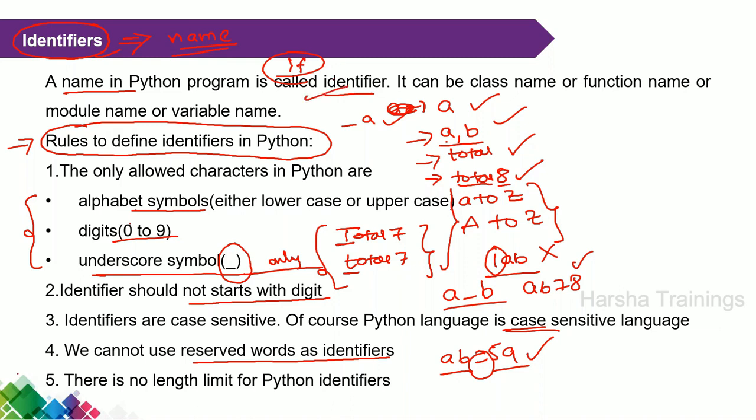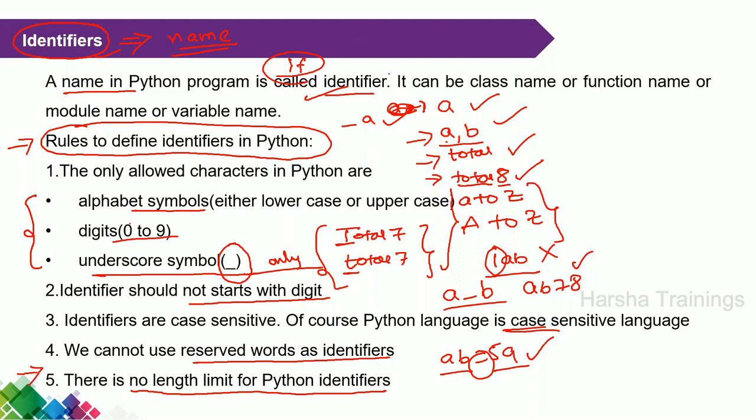Now, one more advantage of Python is that there is no length limit for a Python identifier. What is the meaning of this? Identifier in the sense, for example, consider a variable. We have to give it a name. What is the maximum length of a variable? In all the languages, the length of a variable is fixed. For example, in C language on a 32-bit architecture, it depends on the architecture, but the variable length is only 8 characters.